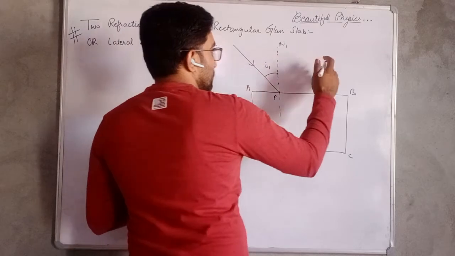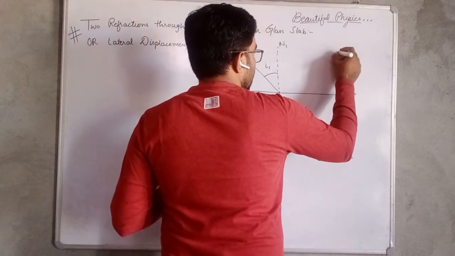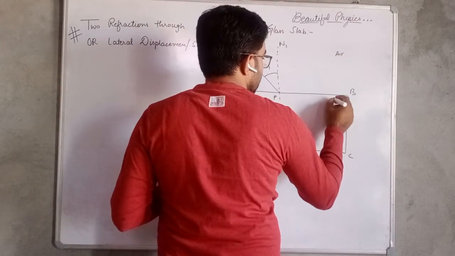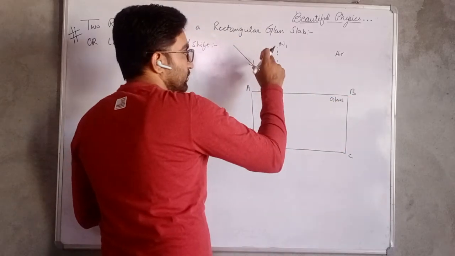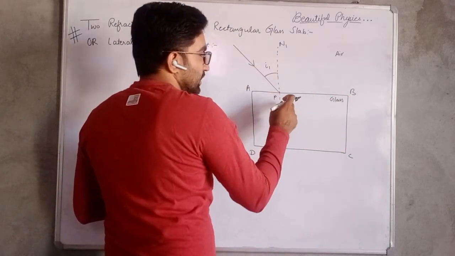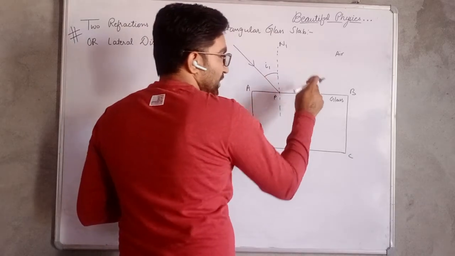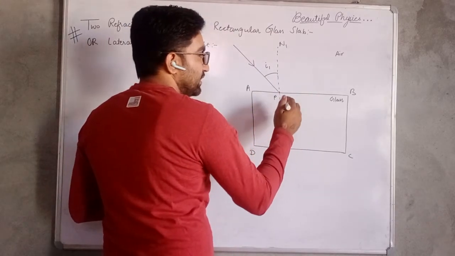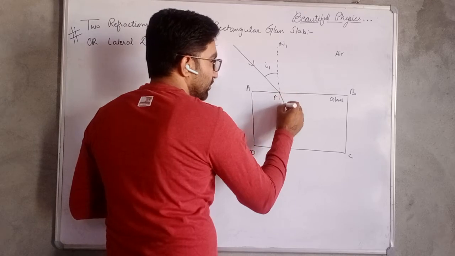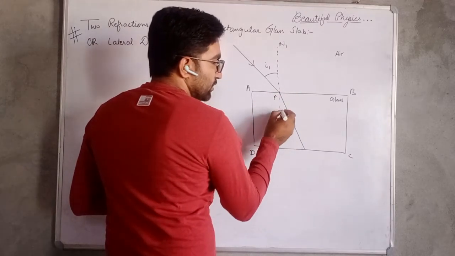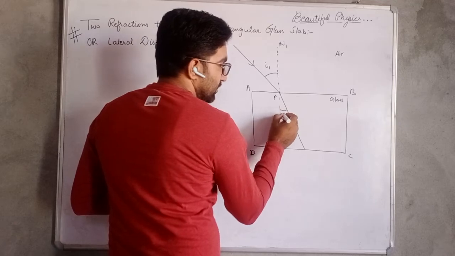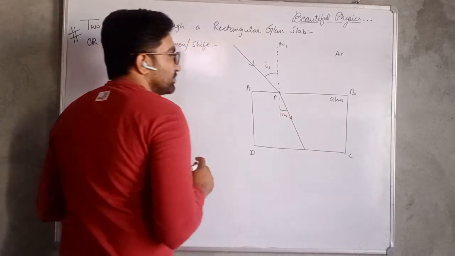As the upper medium is air and this medium is glass, when a ray of light goes from air to glass, it is going from rarer medium to denser medium, so it will bend towards the normal. It will bend towards the normal. Okay, so this angle is, suppose, R1.